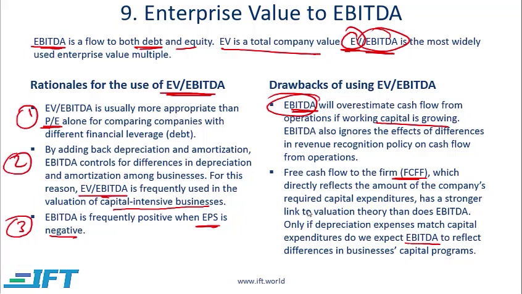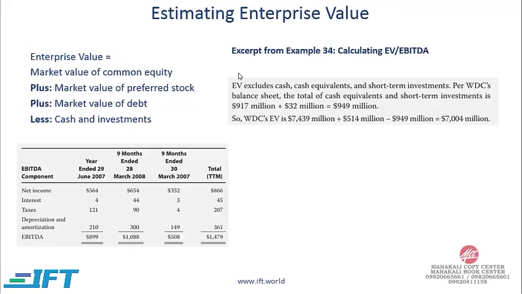So all this point is saying is, theoretically FCFF is better than EBITDA in the denominator, but EBITDA is much easier to come up with, so you will very often see this multiple being used. In fact, as has been mentioned up here, in the real world, in practice, EV to EBITDA is easily the most commonly used enterprise value multiple.